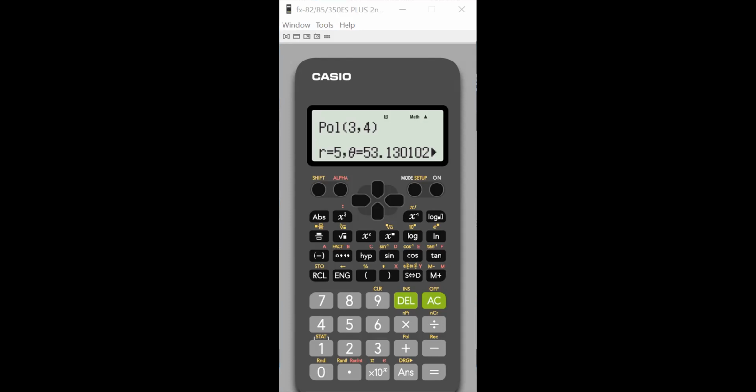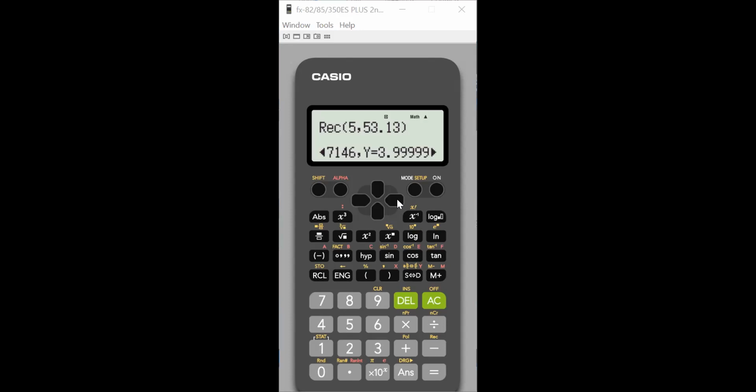Now I am going to convert it back to its rectangular form. So now what I have to do is type rectangular and then 5 comma 53.13 equals to. So you can see here that I am getting 3 and the imaginary part is coming out to be 3.99. So that is 3 and 3.99, which when rounded off becomes equal to 4.